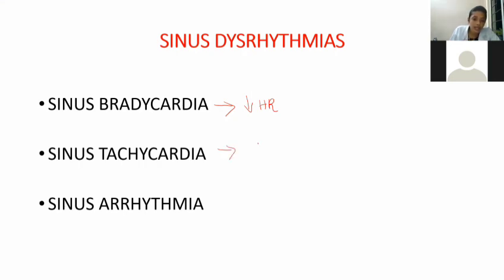In sinus tachycardia, there will be increased heart rate. And in sinus arrhythmia, there will be irregular rhythm, but the heart rate will be normal in this condition of sinus arrhythmias. So we will see in detail.